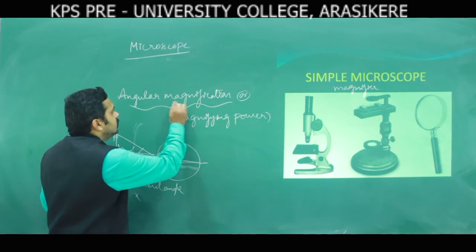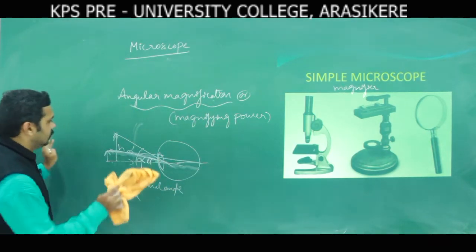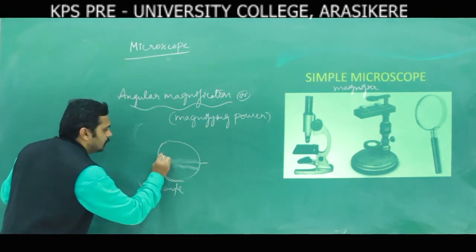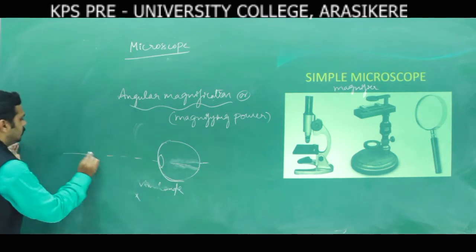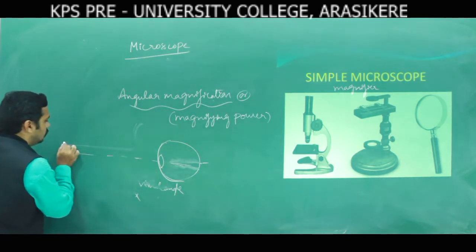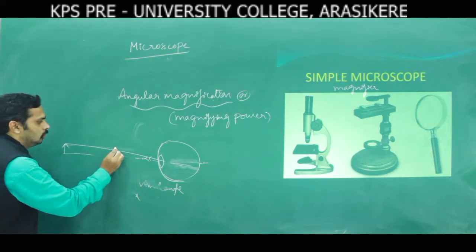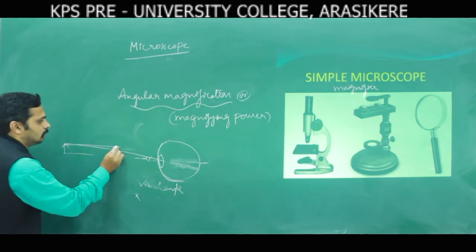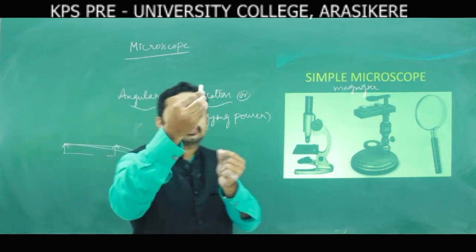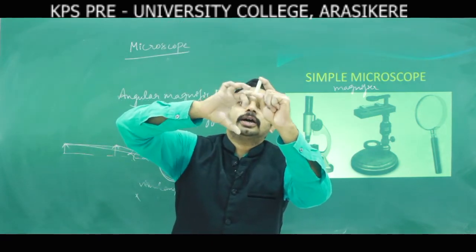Now what is angular magnification or magnifying power? Look at here, this is the eye, this is the eye lens. If the object is far away, we know that visual angle is less. You bring the same object closer. Look at here, the visual angle is more. If the object is closer, visual angle is more, and also the size of the object appears more.